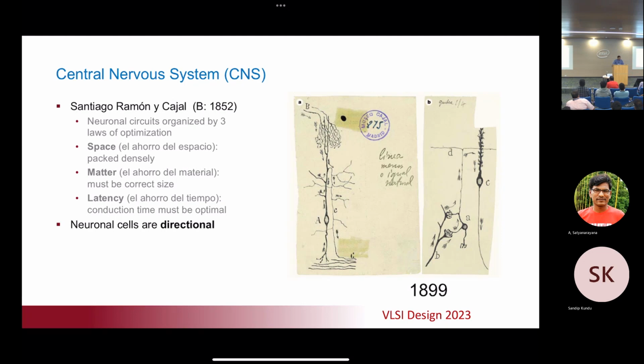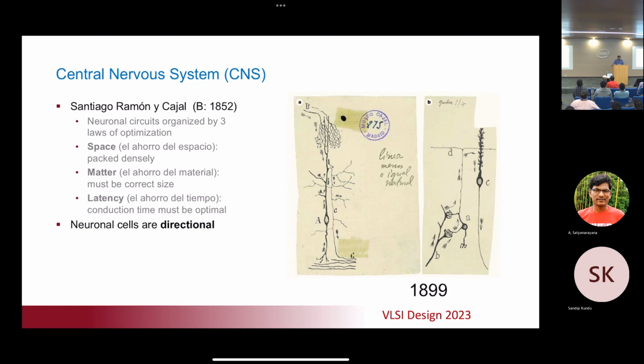So Ramon y Cajal started looking at that, and he studied various animal brains, rabbit brains in particular, he spent a lot of time studying. And he found that all the animals and also the humans shared the same brain structure. That was the first thing that he found. The second thing that he found is that the brain is made up of neurons, and these neurons are organized in very specific ways. The three specific ways that he looked at are space, matter, and latency.